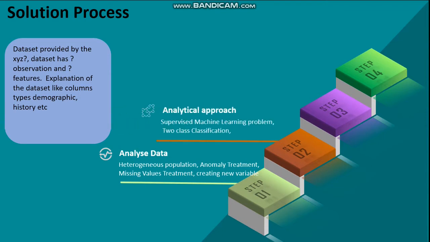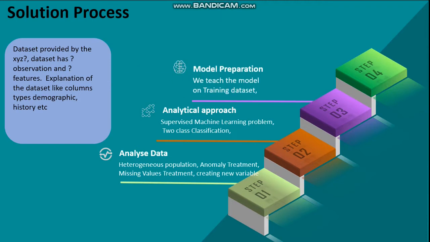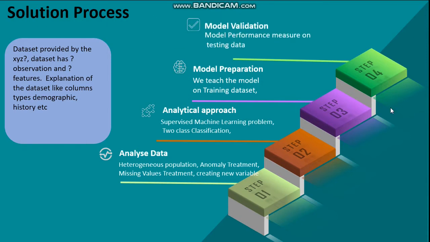In the second step, the analytic approach. What kind of analytic approach are you using? It's supervised machine learning, unsupervised machine learning, etc. In the third step, you can tell how you prepare the model. For example, we train the model on the training data set. In the next step, model validation. How do you validate the model, the performance of the model, how you can check the performance of the model, how correct it is, how it's predicting.